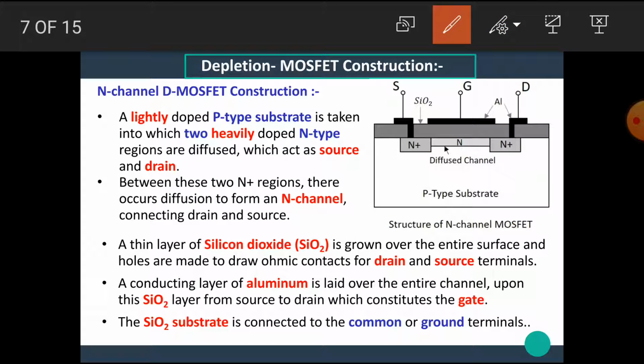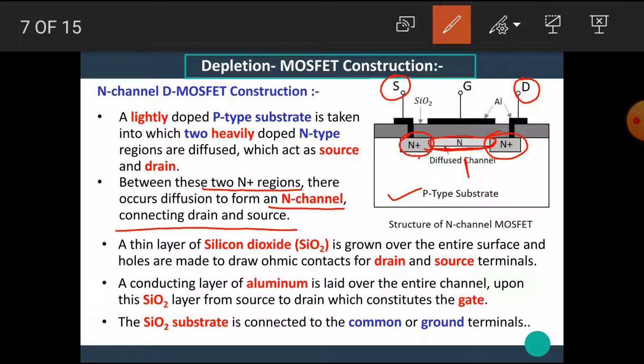Then between these two N-type regions, a diffusion occurs to form an N channel connecting drain and source. That means first of all we take a P-type substrate which is lightly doped. On this substrate two heavily doped N-type materials are diffused. These form the drain and source terminals, and they are connected with each other through an N-type material which is known as the channel. The channel connects source to drain and it is physically constructed.